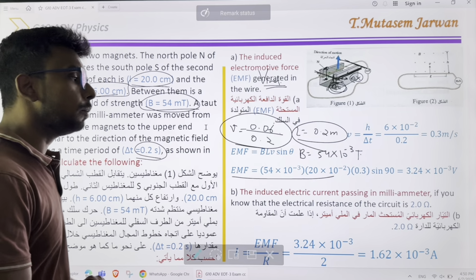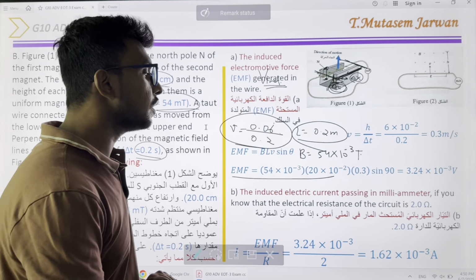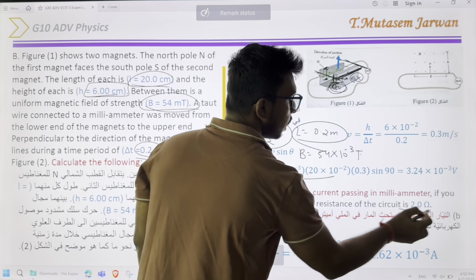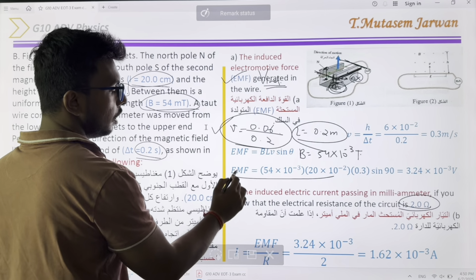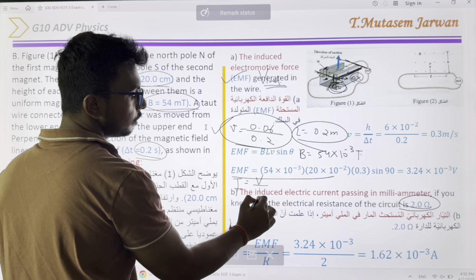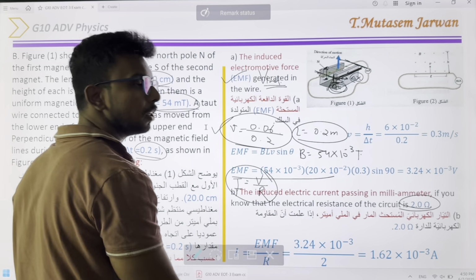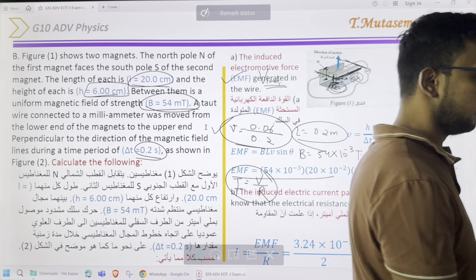The induced electric current passing in the milliammeter, if you know that the electric resistance of the circuit is 2 ohm, can we find out the current? Yes. If I have the voltage, sorry, EMF, it will come out to be V over R. I have the resistance, I have calculated the EMF, just divide it, you will get the result.